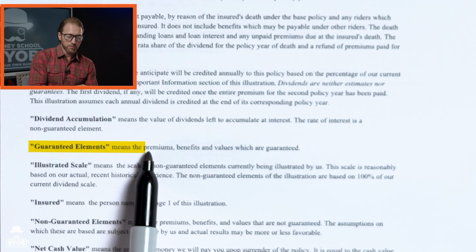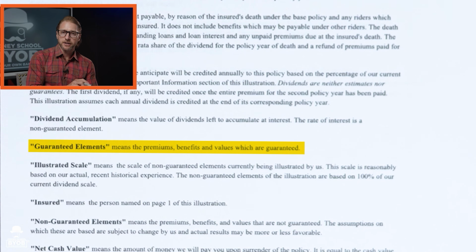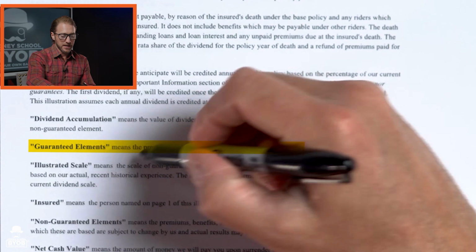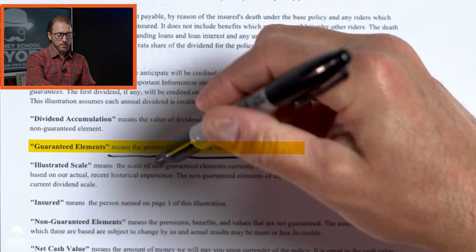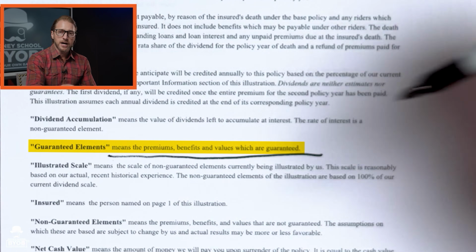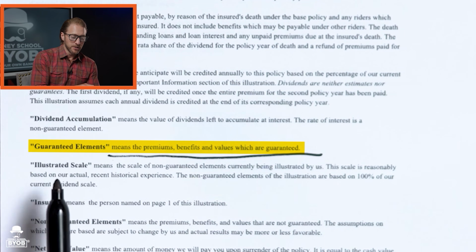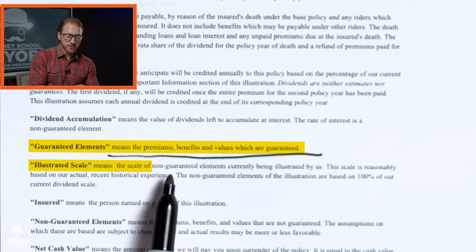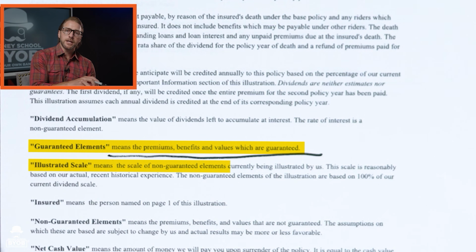Guaranteed elements means the premium, the benefits, and the values, which are guaranteed. And I mention this all the time. Your premium's guaranteed, your benefits, meaning your death benefits, are guaranteed, and your cash value on the guaranteed side is guaranteed. Illustrated scale is basically just saying they're going to illustrate guaranteed as well as non-guaranteed elements, which include the dividend. And remember, the dividend is not guaranteed.